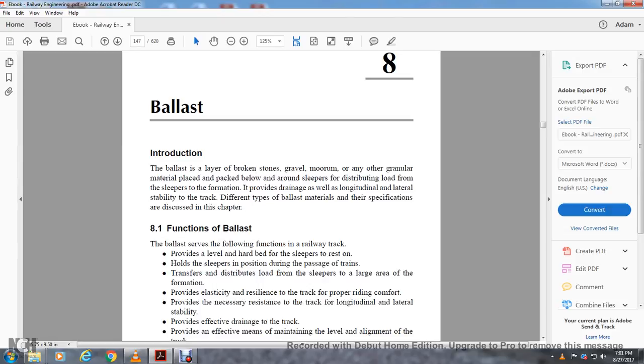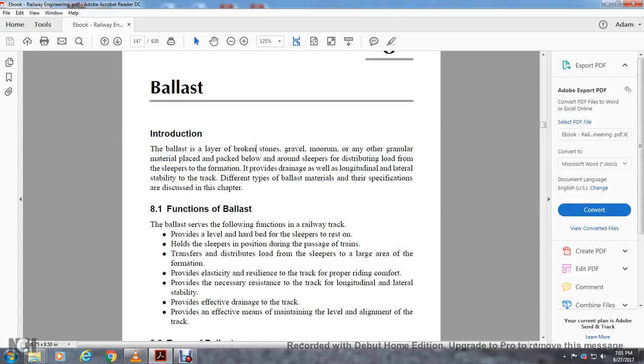8.1. Function of the ballast. Ballast serves the following functions in the railway track. Provide a level and hard bed for the sleeper to rest on, hold the sleeper's position during the passage of the train, transfer and distribute the load from the sleeper over a large area of the formation, provide elastic resilience to the track for proper riding comfort, provide the necessary resistance for traction, longitudinal and lateral stability, provide effective drainage to the track, and provide an effective means of maintaining level and alignment of the track.